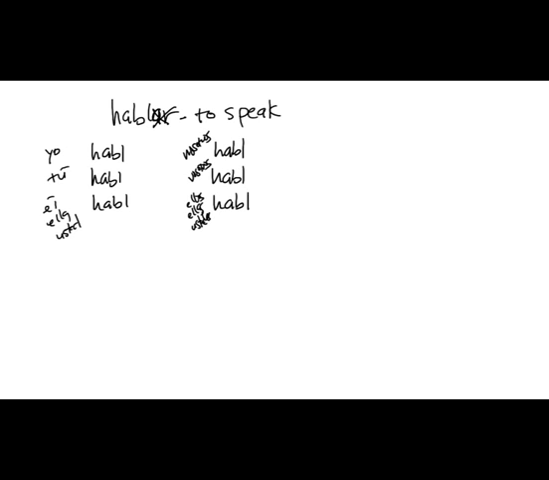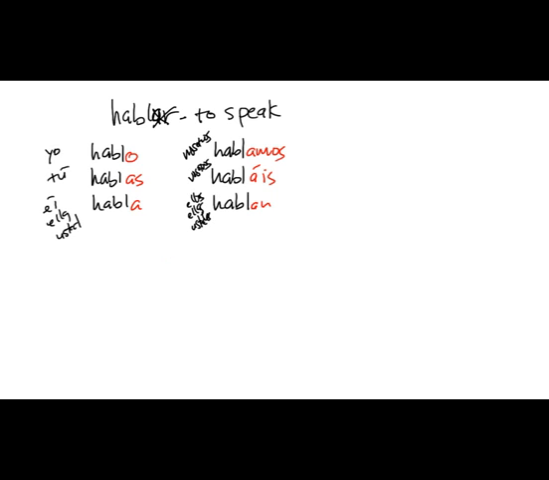Okay, so we take those roots and we add the following endings. O, as, a, amos, áis, an. Okay? These endings are common for all the regular AR verbs in the present tense. You simply have to know which verbs are regular and which are irregular. Most verbs are regular. That's why they're called regular.